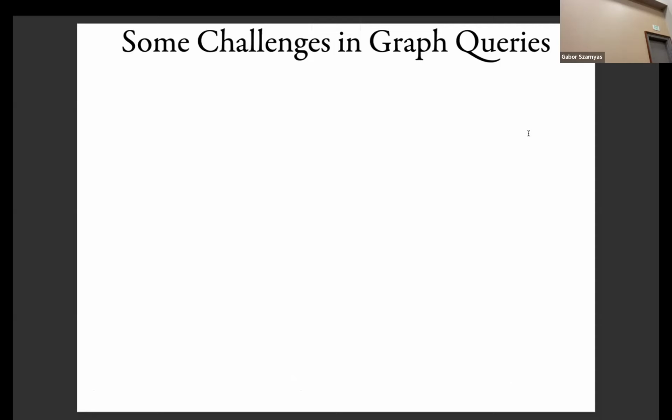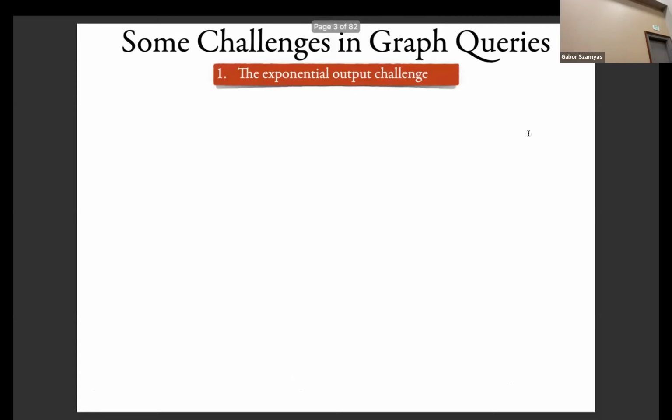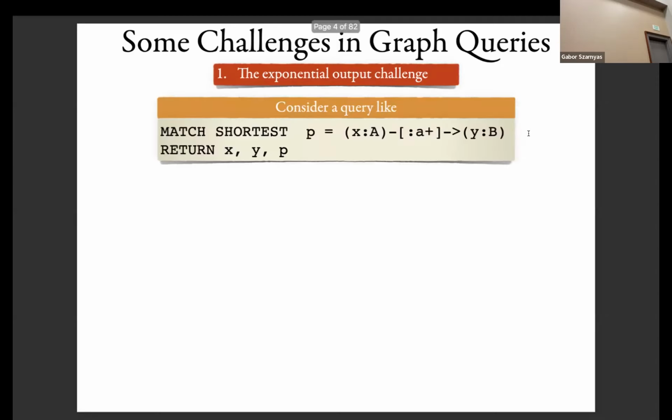I hope that it will be useful at some point in processing graph queries, and it originated from a couple of challenges or maybe issues that I thought I could foresee based on what I have currently seen in all the variants of the spec, right? So what do I think are a couple of challenges in graph queries? Well, first of all, exponential output. I mean, the output of a query can become very large, even for very simple queries.